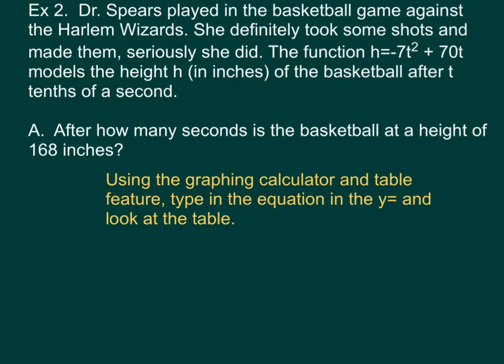I typed in the equation that you see right here. I typed it into my graphing calculator, as I'm saying here, and then I went over to my table feature, and I looked at the table, and I was looking for where it was a height of 168 inches. So where was the y value 168 inches? When I did that, I found 4, and that would be tenths of a second, and 6 tenths of a second.